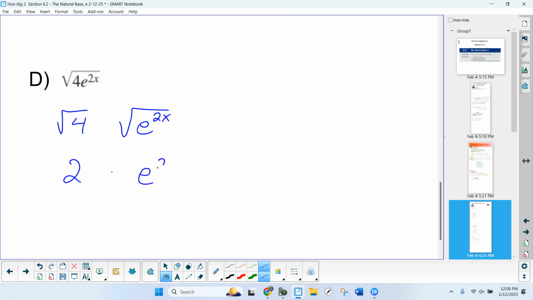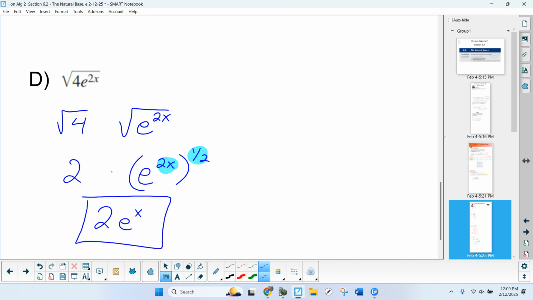Now, how can I think about this? This is e to the 2x raised to what power? How do we write square root as a power, as a 1/2, right? Do you guys remember that's e to the 2x raised to the 1/2? Now, power of a power, what do you do with the 2x and the 1/2? Multiply. What's 2x times a half? x. So my answer is just 2 e to the what?